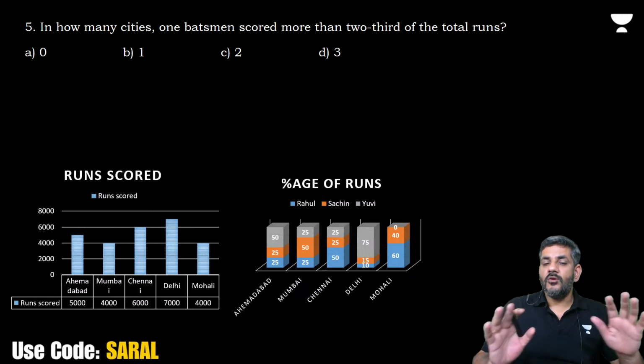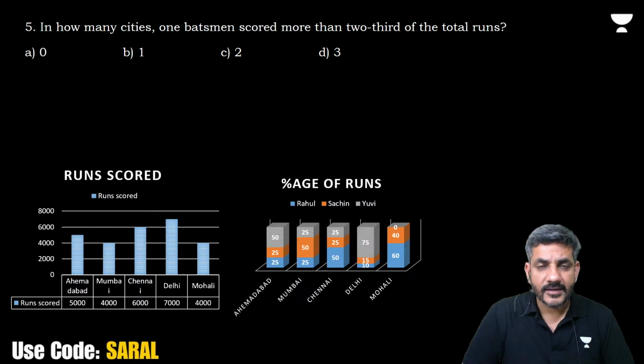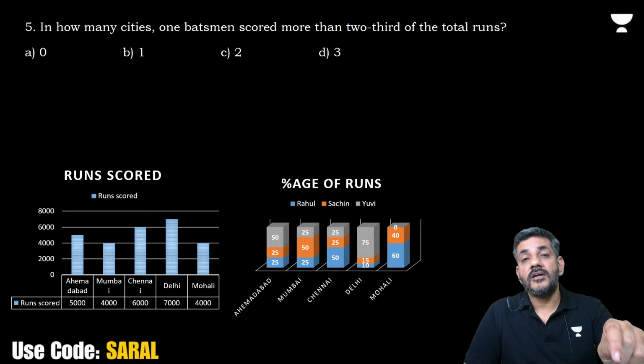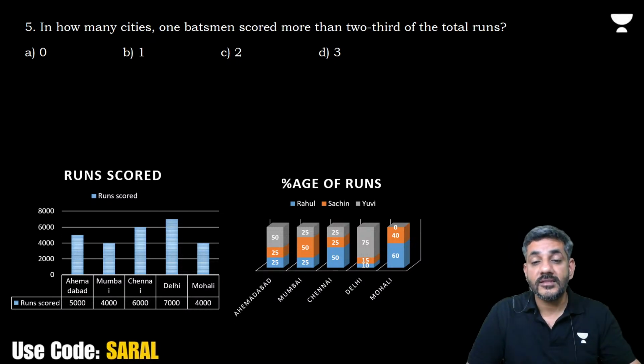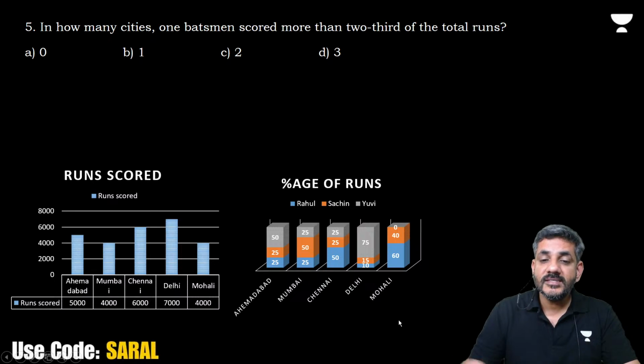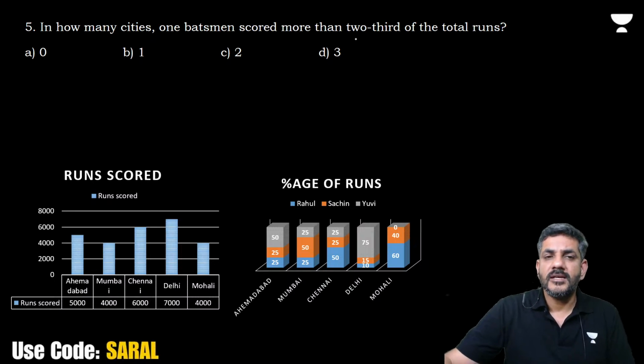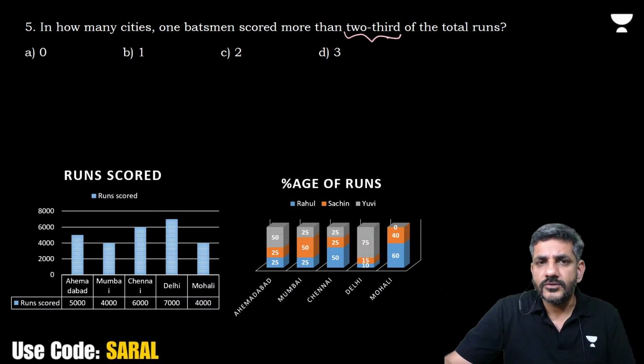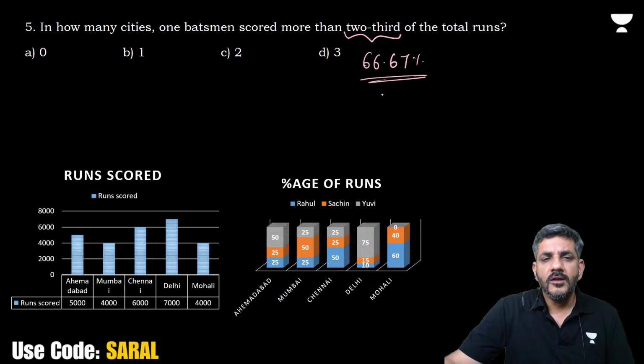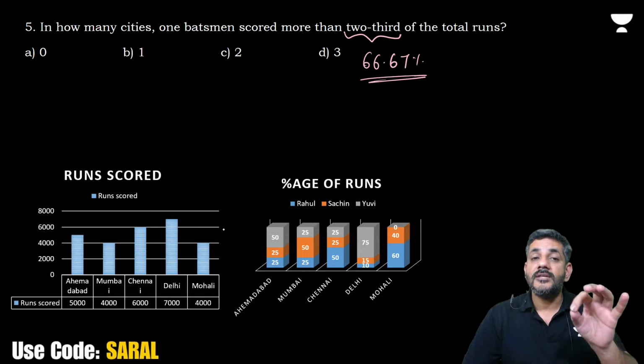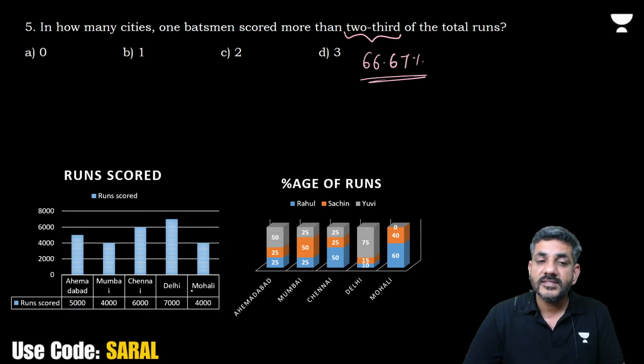So once again, when I look at this question, I think the graphs are going to be more useful for us rather than using the table. Why? The question says, in how many cities a batsman has scored more than two-thirds of the total runs? Two-thirds in terms of percentages is 66.67%. So in how many cities has a batsman scored more than 66.67%?